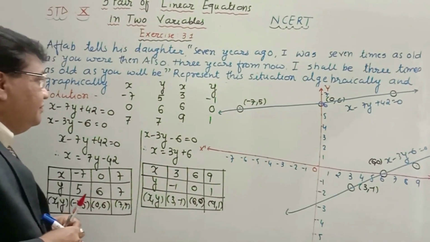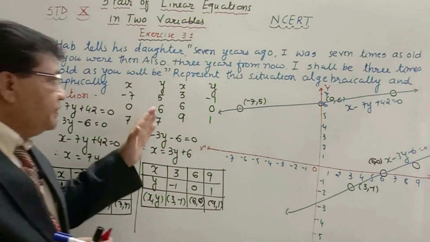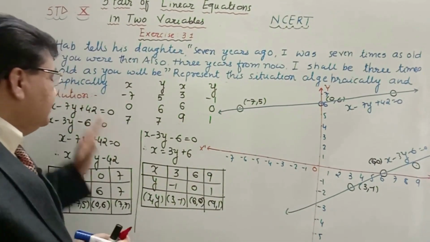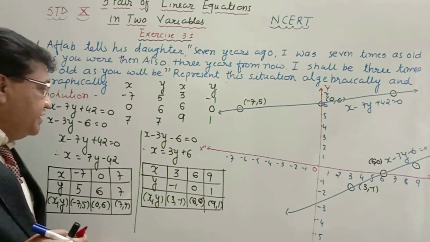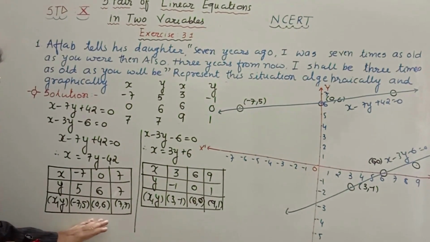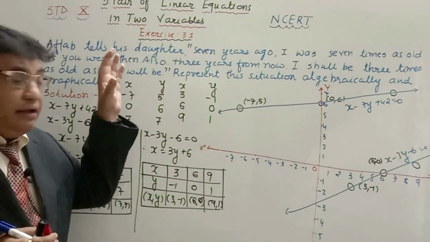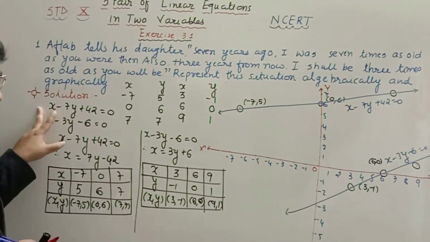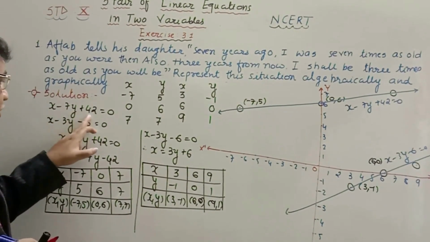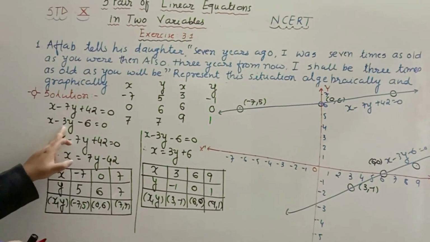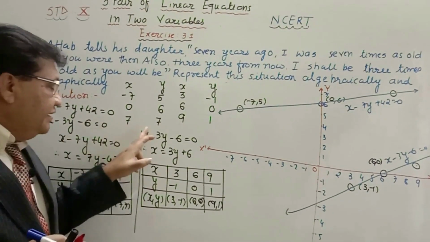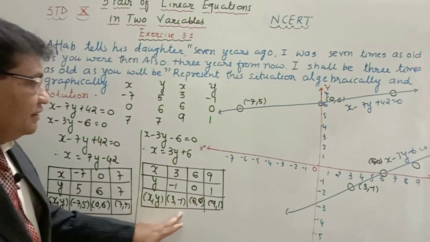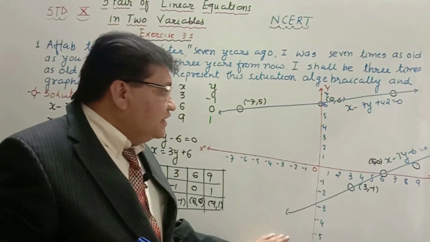Now in this question, we represented the situation algebraically and graphically. What we did in this example, according to the given conditions, we made two equations: x minus 7y plus 42 equals 0 and x minus 3y minus 6 equals 0. Then we take the values of x and y, we draw the table and then we represent the same graphically.